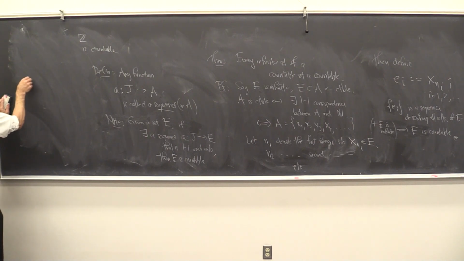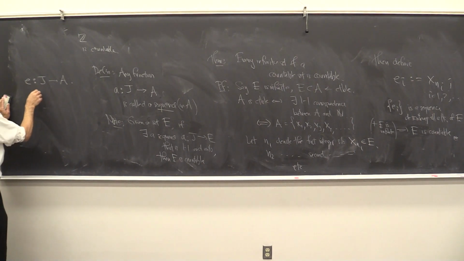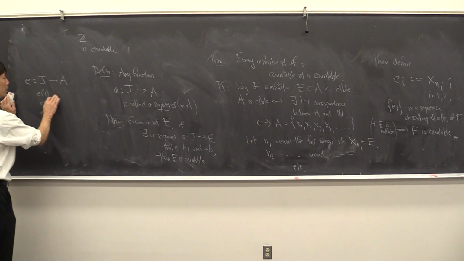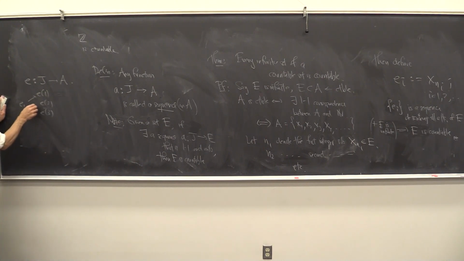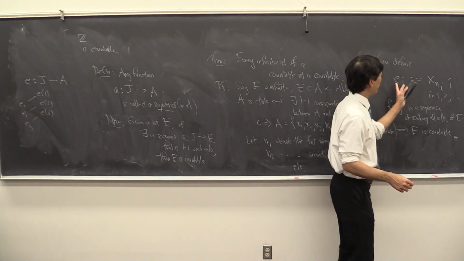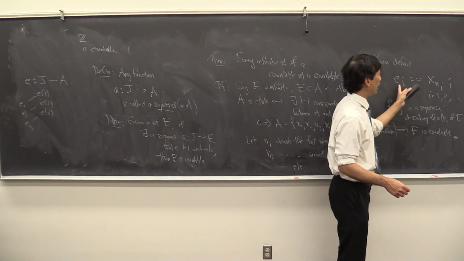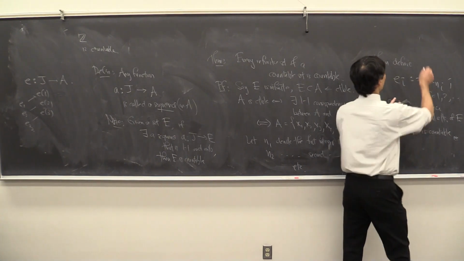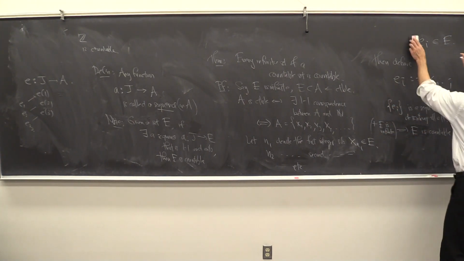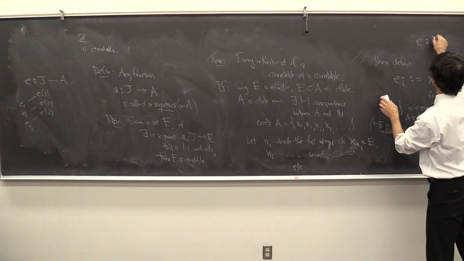Whenever you have a map from J to some other set, right? You're going to take 1 to E1, 2 to E2, 3 to E3. It's convention to denote these as E sub 1, E sub 2, E sub 3. So whenever you say I've got this E sub I, what that really is saying is that you have a map E going from N into E.